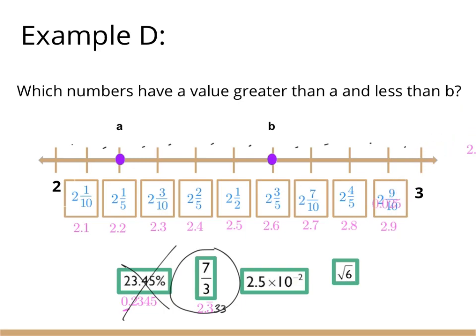When I go ahead and do that, I end up with 0.025, and that 0 again is going to eliminate it. It does not fall between 2.2 and 2.6 if it's not even 2, so I can go ahead and put an X through that. That is not the correct answer.